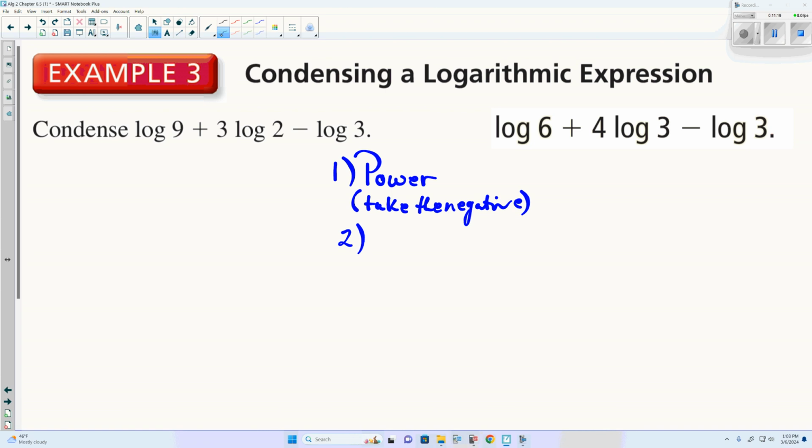So if we look at the first one here, we want to condense this. We're wanting to make it into a single logarithm. We'll do powers first. Well, log of 9 does not have any number in front of it to move back up as an exponent, because we're just doing the opposite. But the middle term has a 3, so we would move it back up. Plus log of 2 to the third, or 2 cubed.